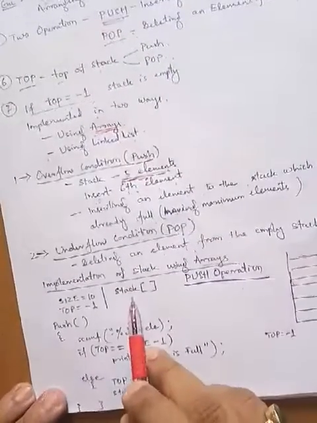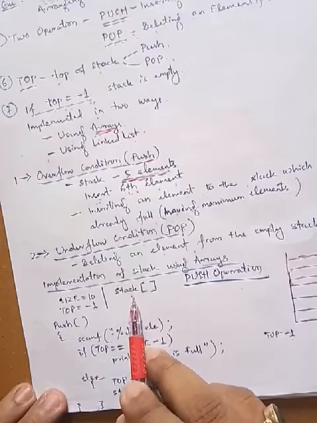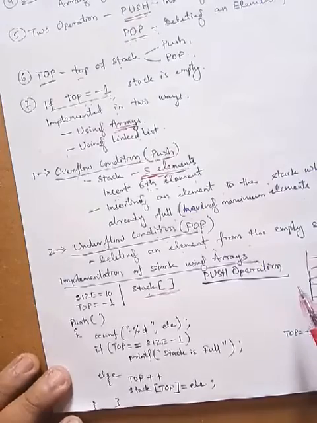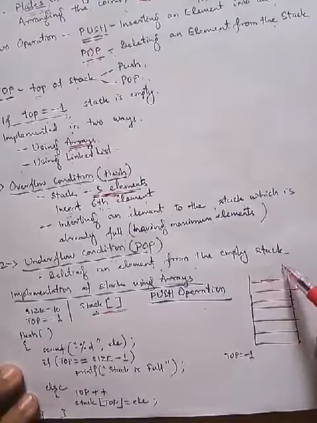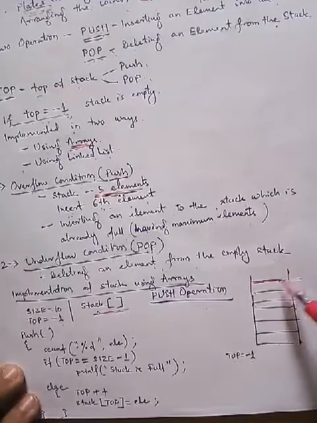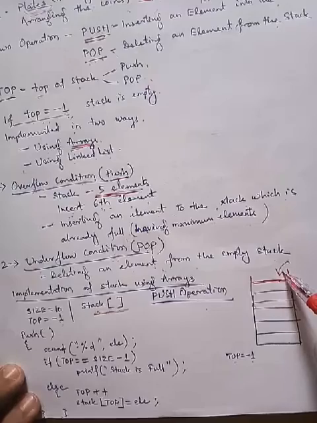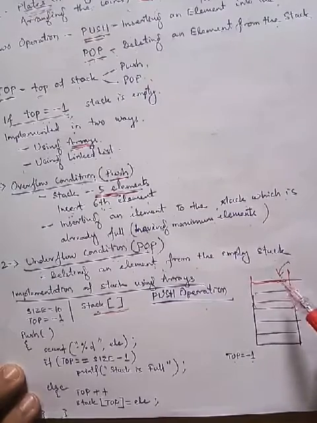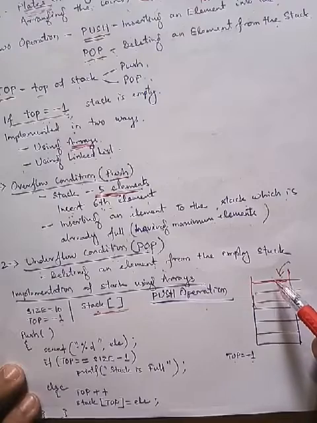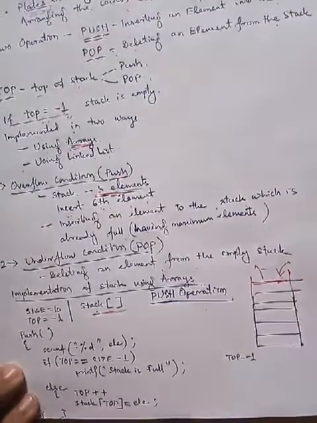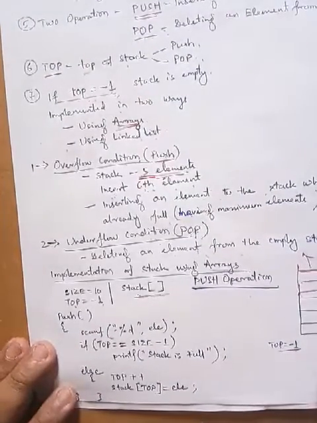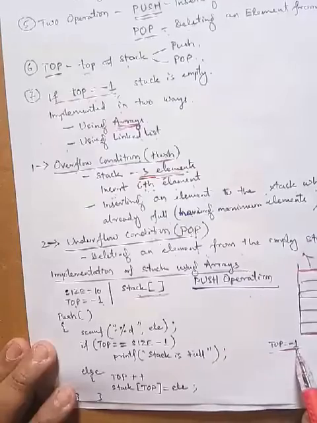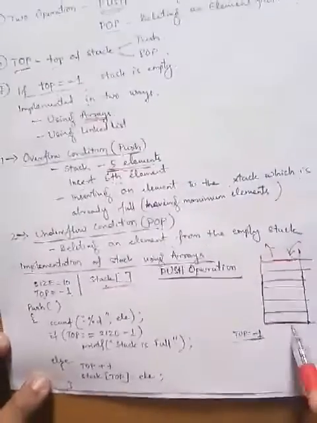Now I have taken one array named stack. So this is the array declaration. Now always remember, whenever there is a push or pop operation, it should always be done on the top of the stack. This is the top of the stack. So any element can be inserted on the top of the stack, or any element can be popped, that is deleted, from the top of the stack. So I have taken the top as -1. That means there is no element, the stack is empty.